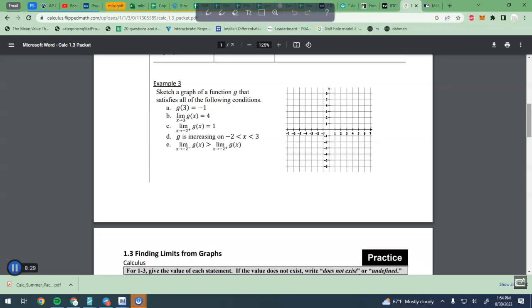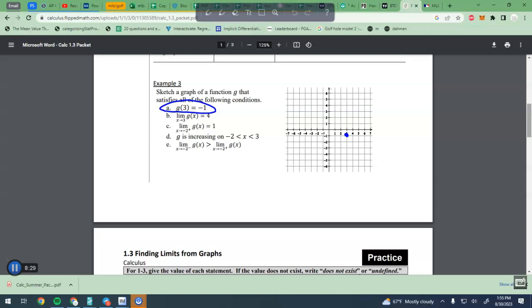So I always start with an actual point on the graph, right? That's 3, -1. So I can go right there. If it's like the G of 3 is this, that's close. But then they tell me the limit as X approaches 3 is 4. Well, that means the roads connect, or the bugs would shake hands at a Y value of 4.